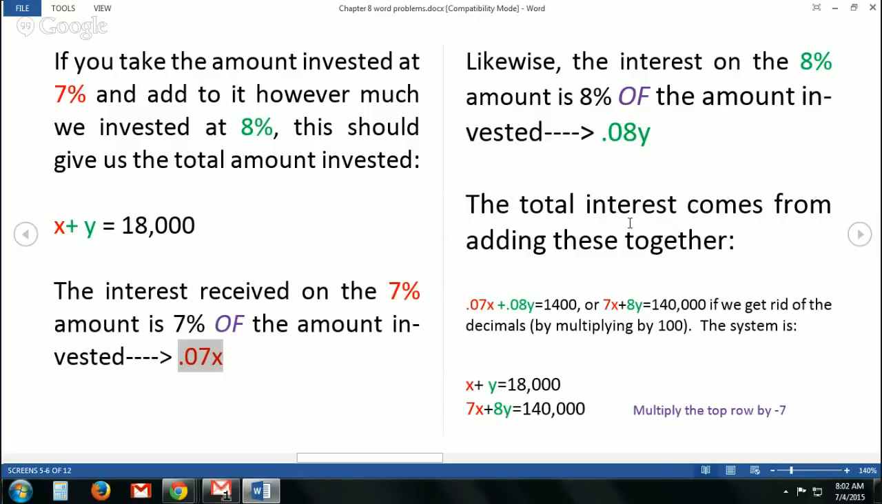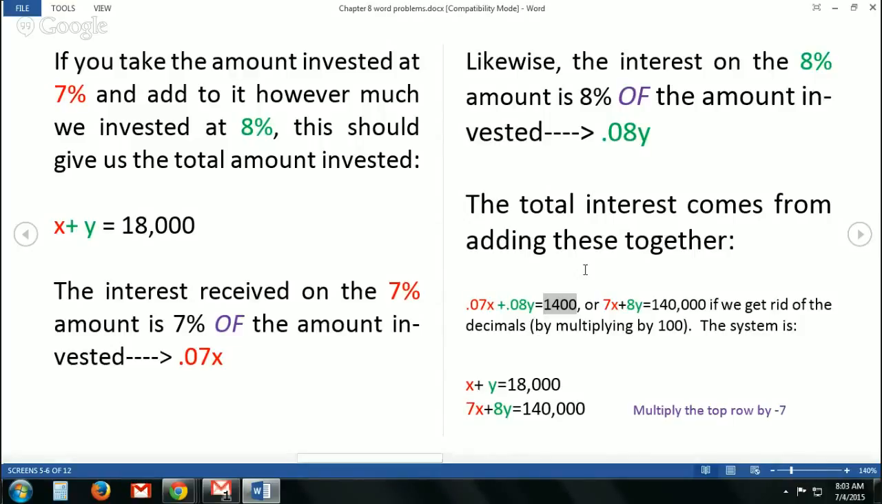Likewise, the interest on the 8% account is 8% of what you invested in the 8% account. Remember, we called that 8% amount Y, so the amount of interest is 8% of Y. Of means multiply, so 0.08 times Y. The total interest would be arrived at by adding together however much interest we got at the 7% amount plus however much interest we got at the 8% amount. That gives me the total interest that we received, which was $1,400 for the year.